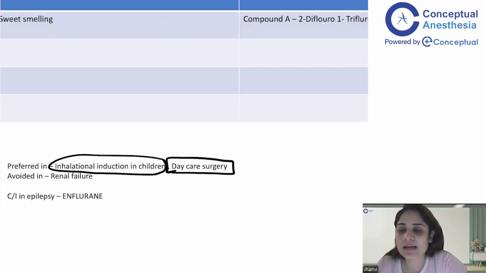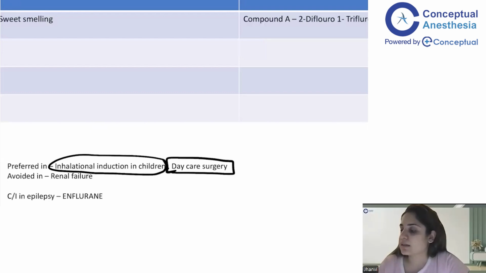Ideally, the shortest acting inhalational anesthetic agent that we have, which should be used in daycare, is desflurane. It has quick onset, quick offset, and faster recovery. But desflurane is not preferred in daycare because it has a very pungent odor. It can cause bronchospasm and a lot of other issues.